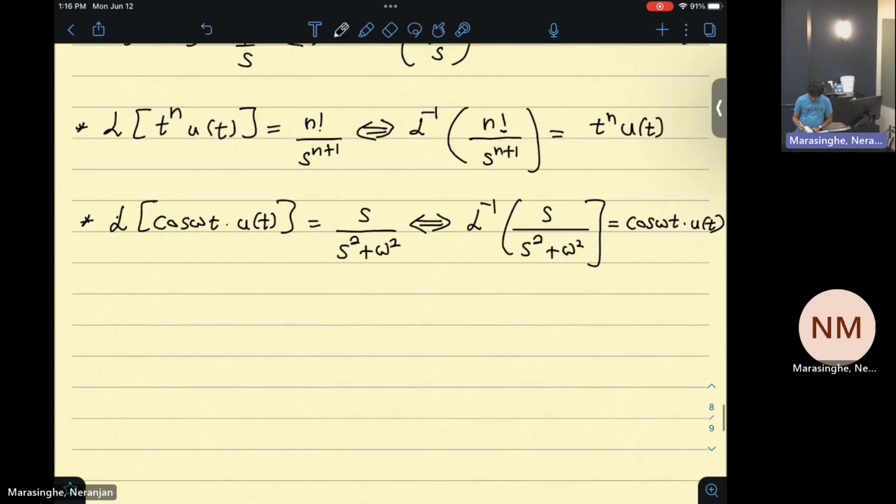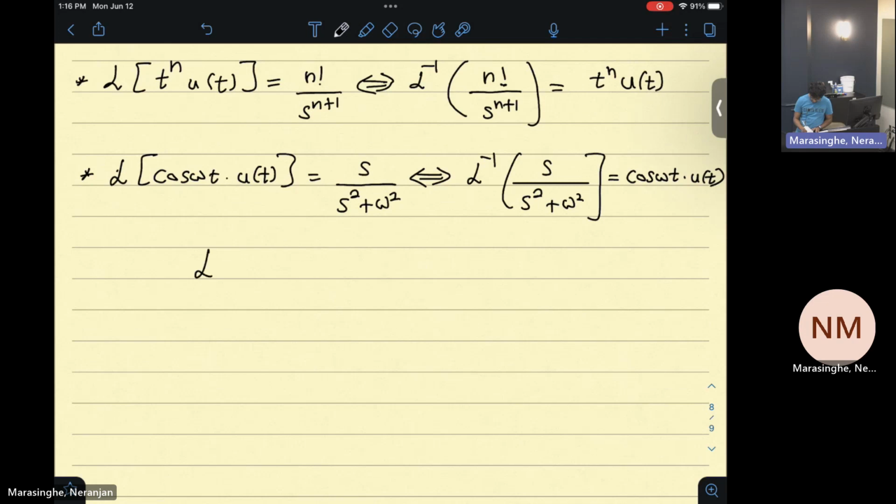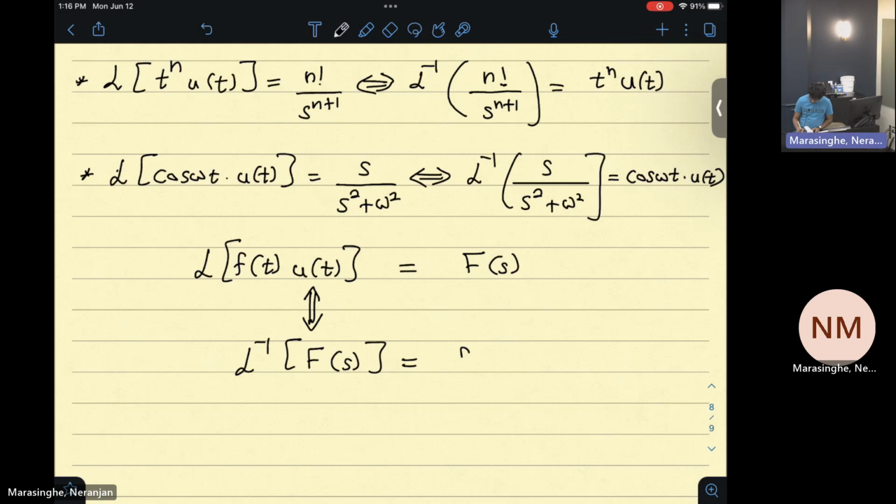So in general, suppose you have some function f(t) times u(t), and you are taking the Laplace transform of that. Suppose you get capital F(s), right? That means if you take the inverse Laplace transform of capital F(s), you would get f(t) times u(t). Okay.